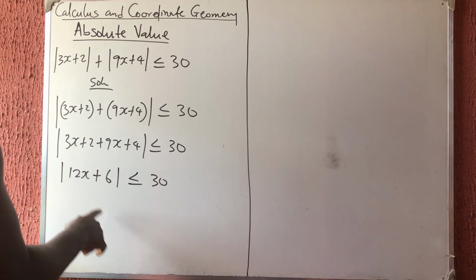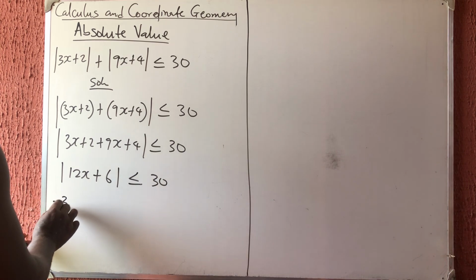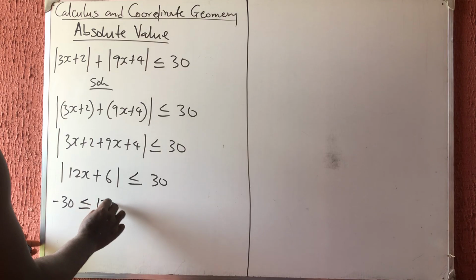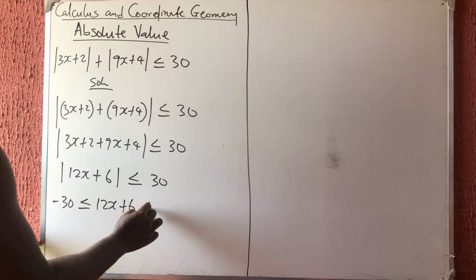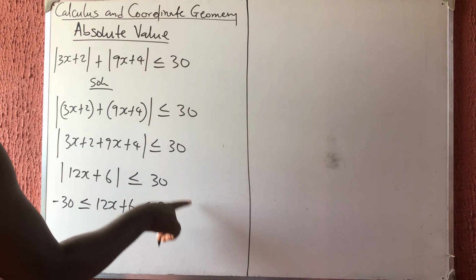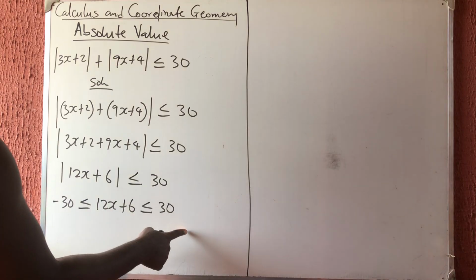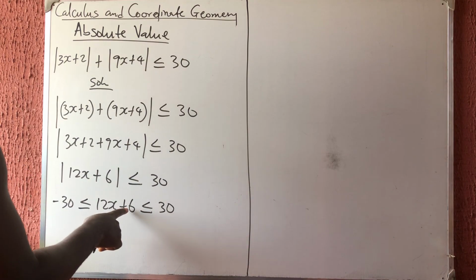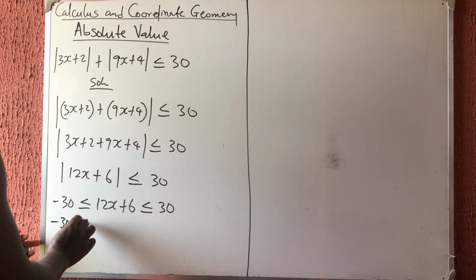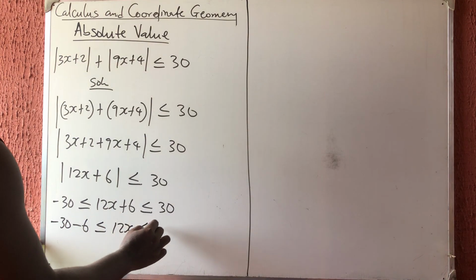So to remove this absolute value, just bring the negative of this to the other side, so we say minus 30, the same sign, is less than or equal to 12x plus 6, which is less than or equal to 30. Now this plus 6 will go to the right hand side and go to the left hand side, because anything you do to the right, you must do it to the left. It's a must. So plus going to this side to become minus. So minus 30 minus 6 is less than or equal to 12x, which is less than or equal to what?